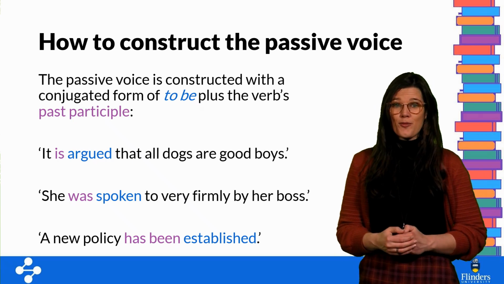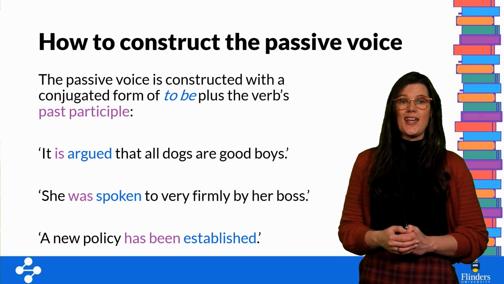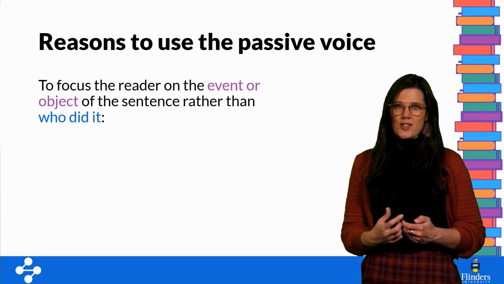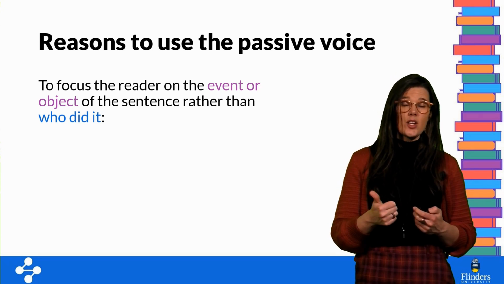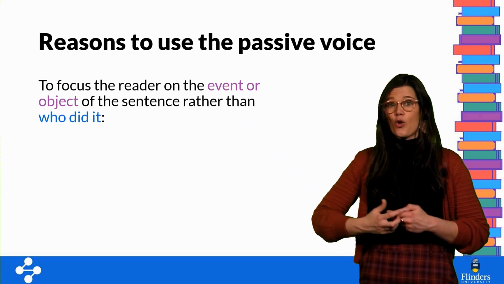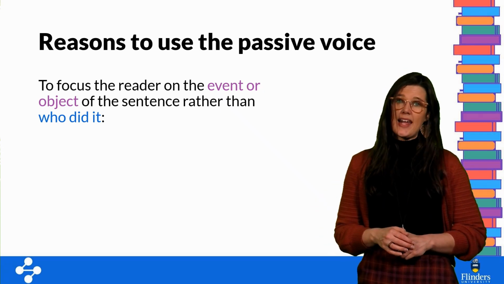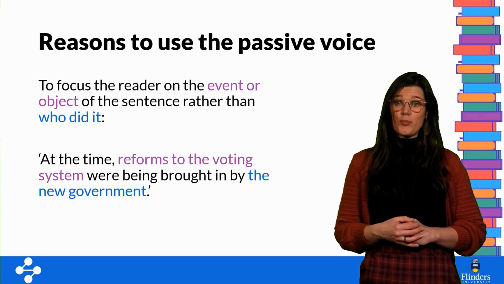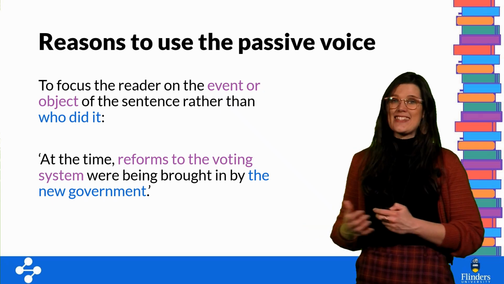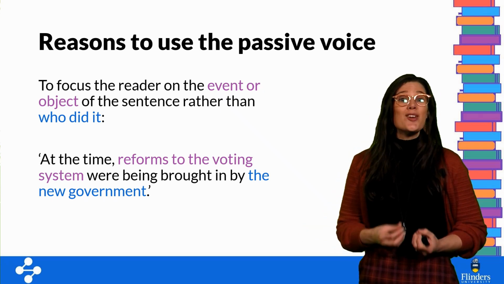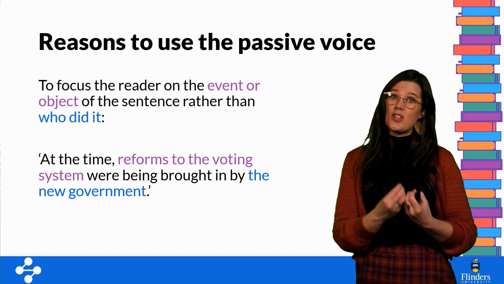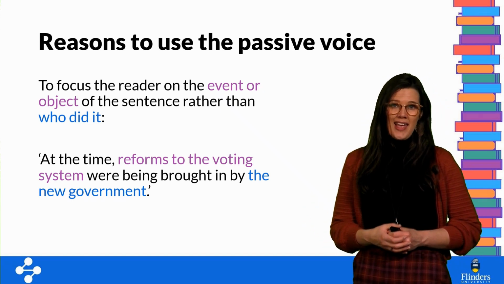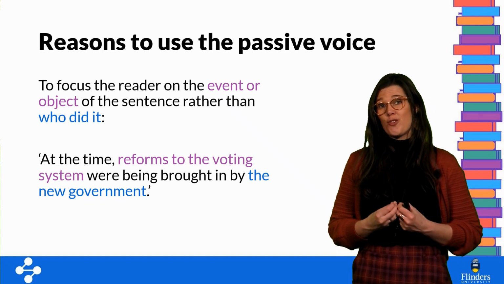And there are quite a number of reasons why we might use the passive voice. The first one is most often when we want to focus the reader's attention on the event or the object of the sentence rather than who actually performed that action. For example, at the time, reforms to the voting system were being brought in by the new government. In this example, the government's role is not as important as the reforms to the voting system. Perhaps I'm writing an essay about voting system reform. This is the thing that I want my reader to focus on.